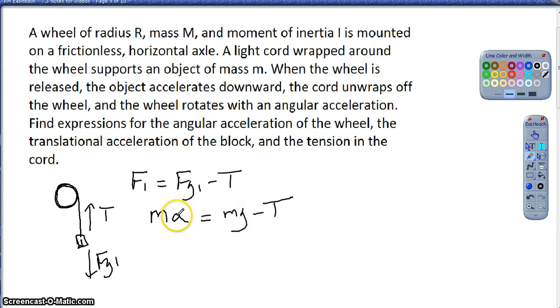However, I do have two variables here that I'm looking to solve for. I have both the linear, the tangential acceleration, and the tension. So at some point I'm going to have to do something to substitute one of those out of the equation. So this is my first equation.